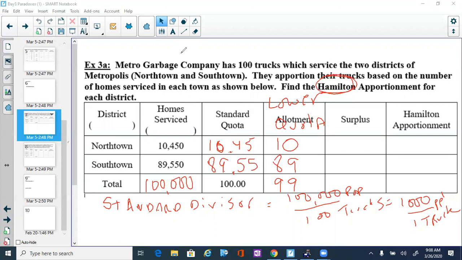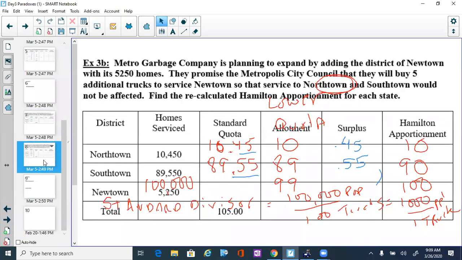If you notice, the decimals are 0.45 and 0.55. So Southtown has the highest fractional part of another truck. As a result, because they have the highest fractional part of the truck, they're going to get the extra truck. In other words, that makes this 90, that makes this 10, and that gives us a total of 100 trucks. So the apportionment of trucks is that Southtown would get 90, and Northtown would only get 10.